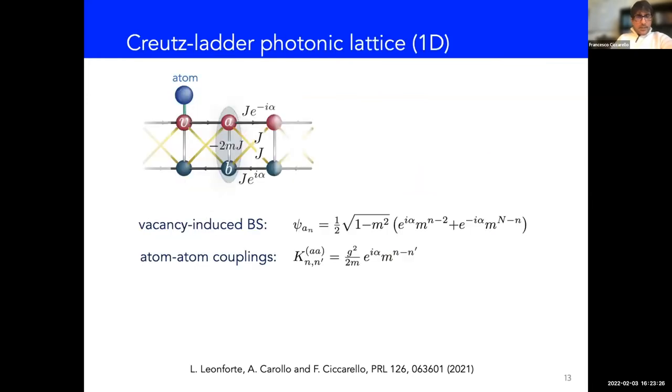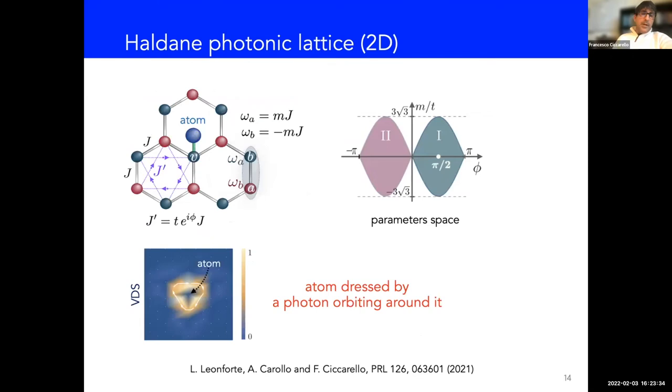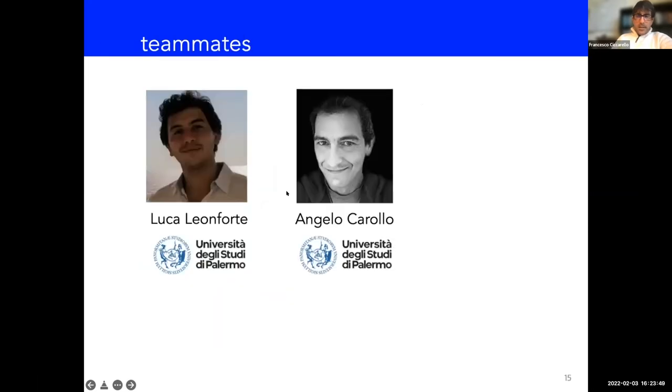We applied that, as I anticipated, to another two models. One is a 1D lattice, which is called the Creutz ladder model. And then to the celebrated Haldane model, which is 2D. And in this case, you see that this dressed state features the atom dressed by a single photon, which keeps orbiting around it. Good.